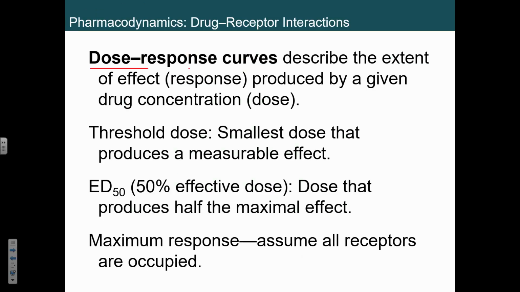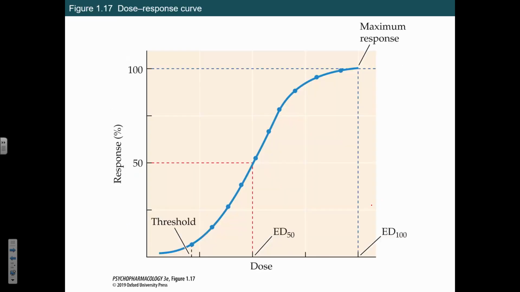Dose response curves. Some important things to think about. We've got what's called ED50. This is the effective dose for 50%, right? So you want that half maximal effect. Not a big deal. You want to calculate what's your maximum response, what's your effective response, and you can plot these curves, right? It's a dose response curve.